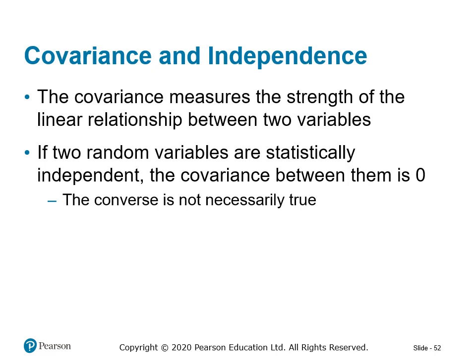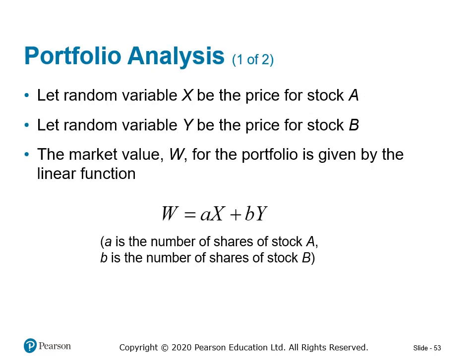Covariance and independence. The covariance measures the strength of the linear relationship between two variables. If two random variables are statistically independent, the covariance between them is going to be 0. The converse is not necessarily true. The covariance might be 0, but they still might have some dependence on one another. Okay, that's covariance and correlation.